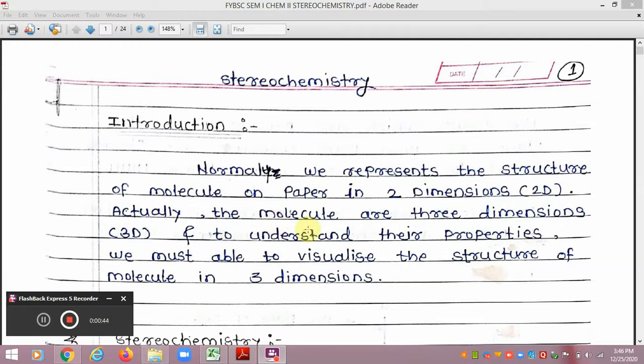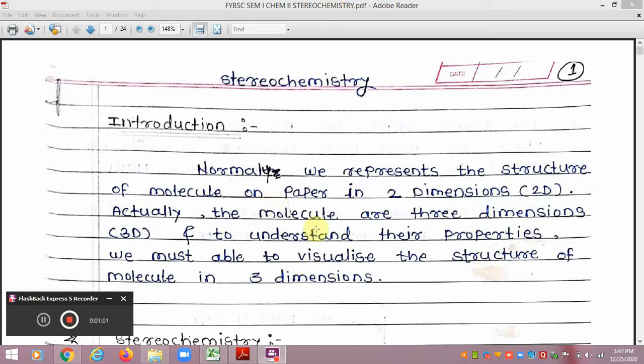After the completion of chemical kinetics and the liquid state, now friends, we are going to start a new topic from organic chemistry called stereochemistry. Here, initially, we should know why there is a need to study stereochemistry.